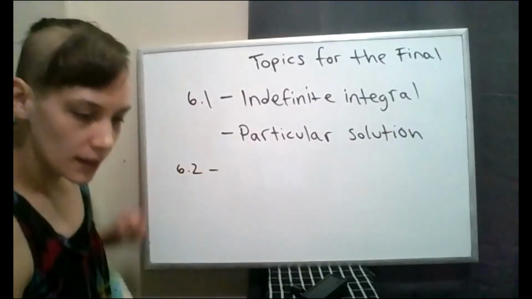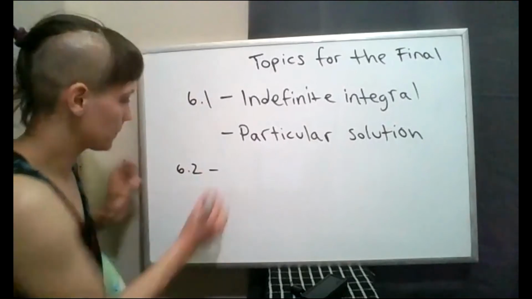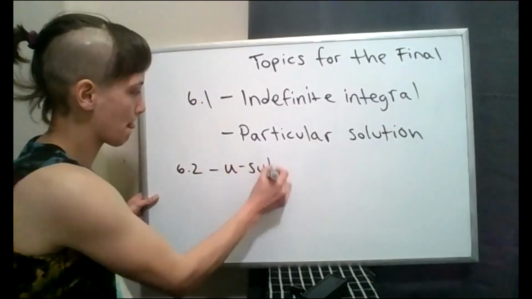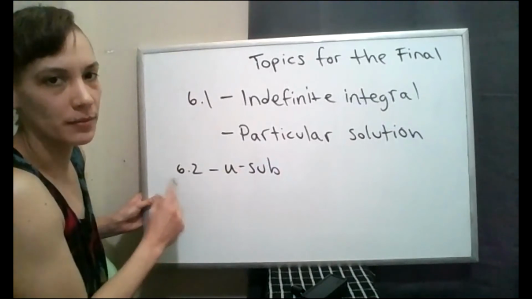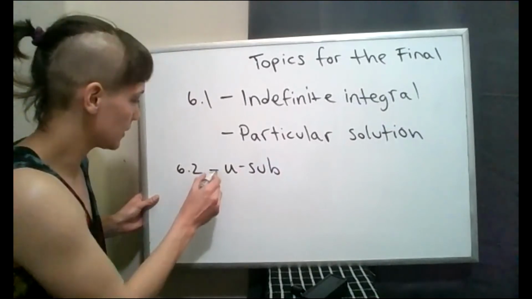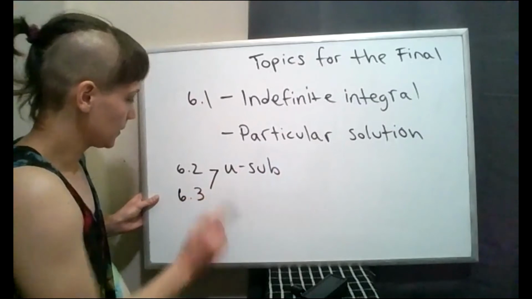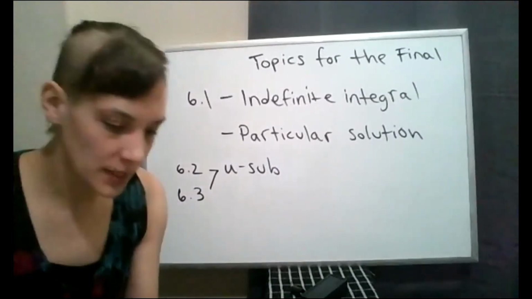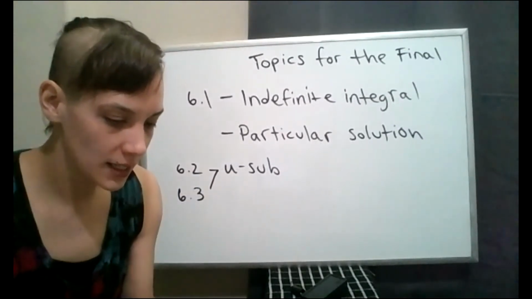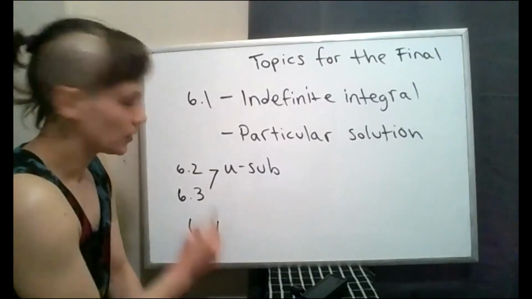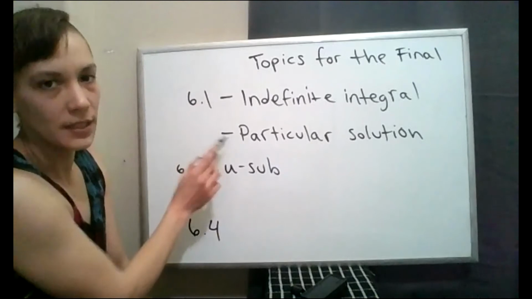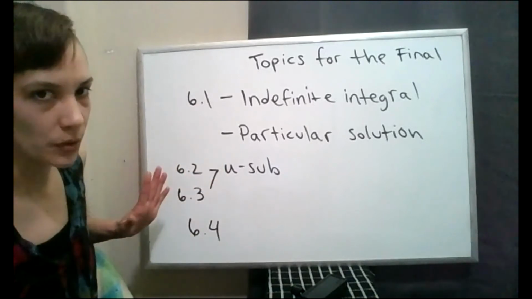6.2 is going to be a U sub. It's like also 6.2/6.3, a U sub from one of those sections. From 6.4, definite integral. So one of each of these. There's going to be 12 questions total.